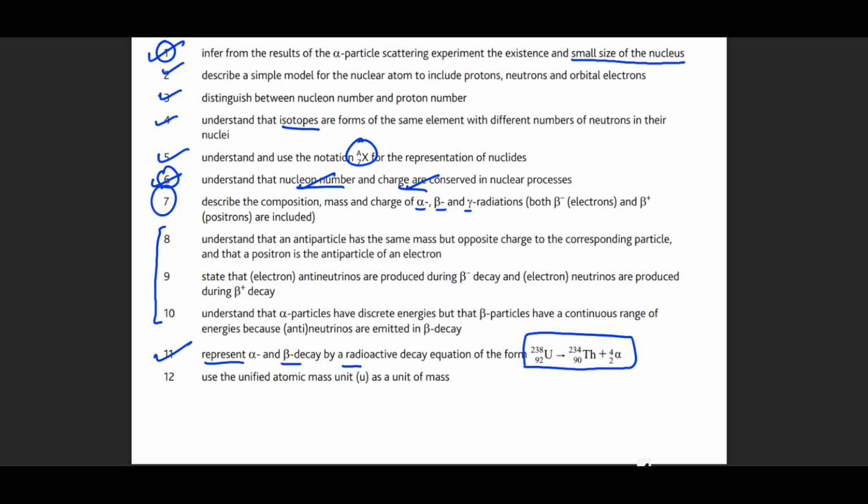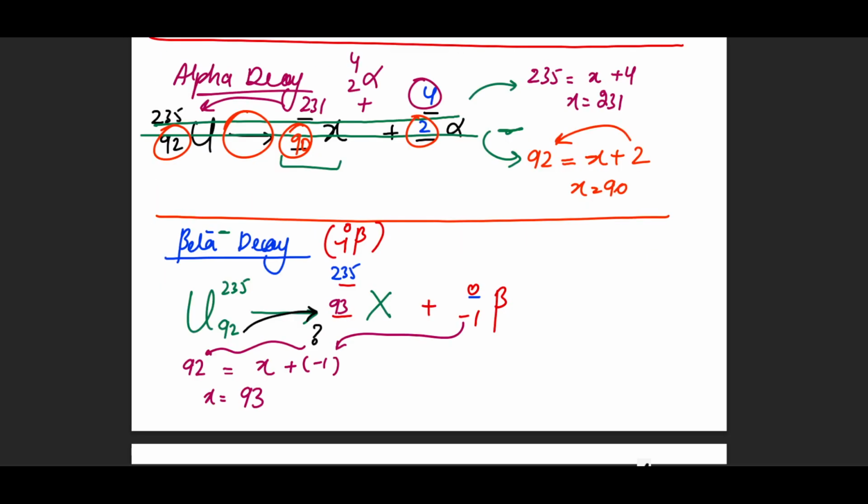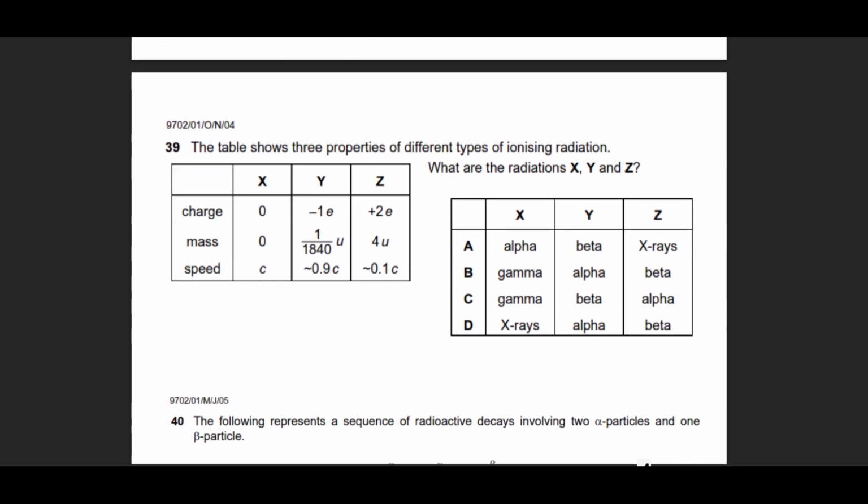Point number 7 is the charges and properties of alpha, beta, and gamma. We're going to get to that later. We're going to get to that right now as well. And then we have to learn about atomic mass unit. We will get to that right now as well. So let's look at the common properties of alpha, beta, and gamma.